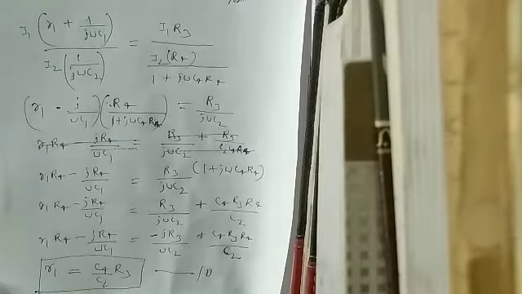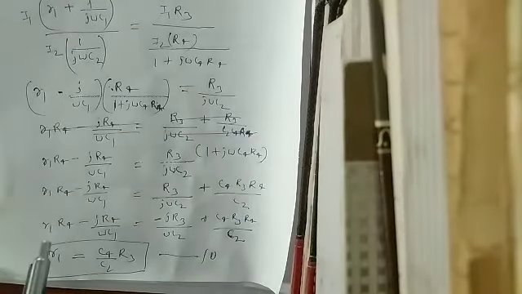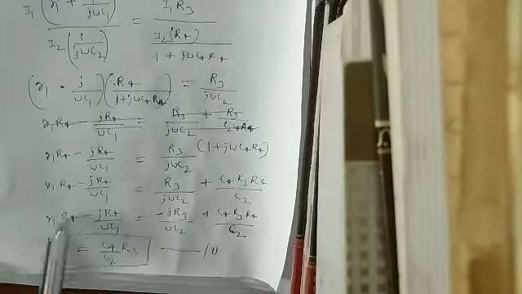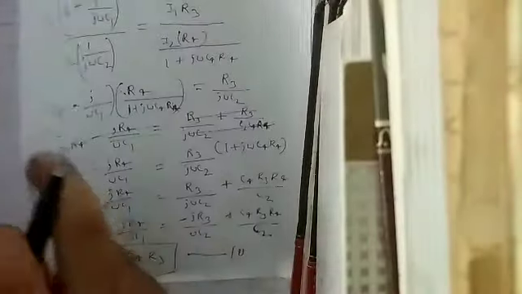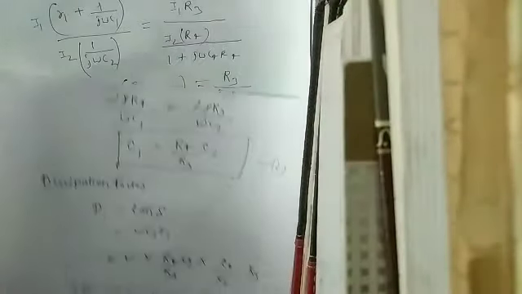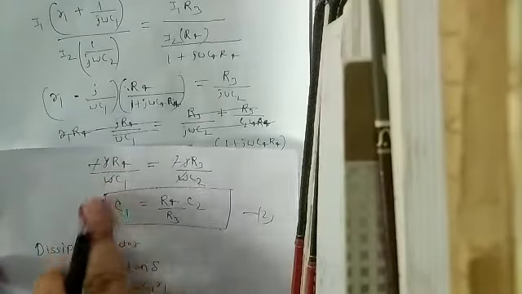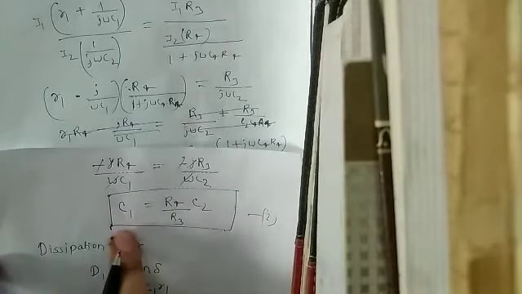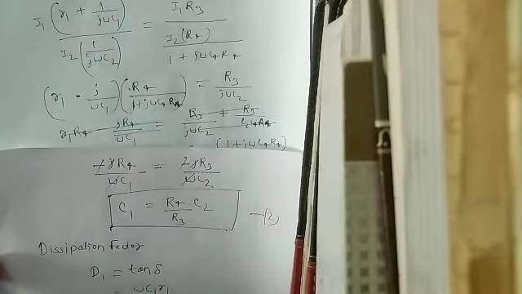Here we can compare real and imaginary part. On comparing real part we get R1 is equal to C4 upon C2 into R3. R4 is cancelled out. Now we can compare imaginary part and we get the value minus j R4 upon omega C1 is equal to minus j R3 upon omega C2. Here we can find the value of C1 is equal to R3 upon R4 into C2, which is our equation number 2.